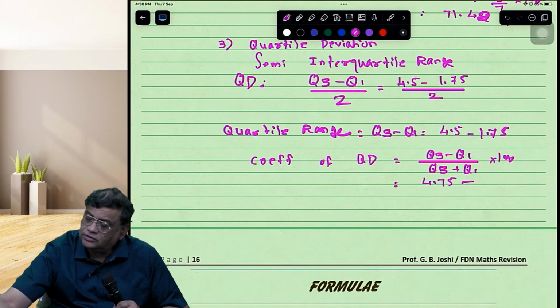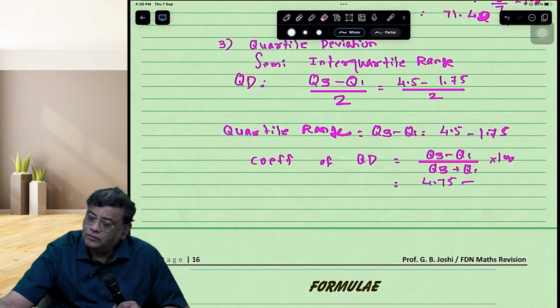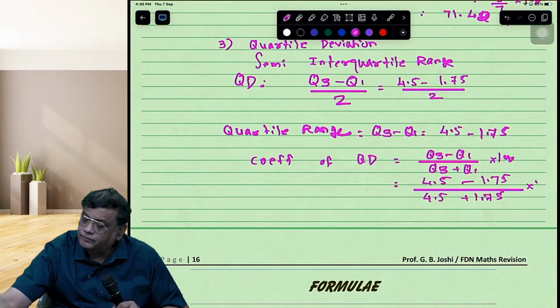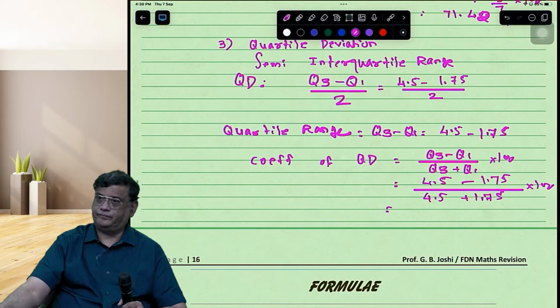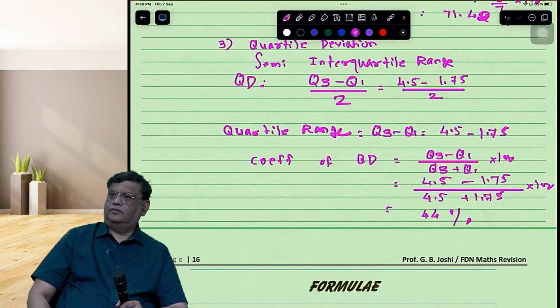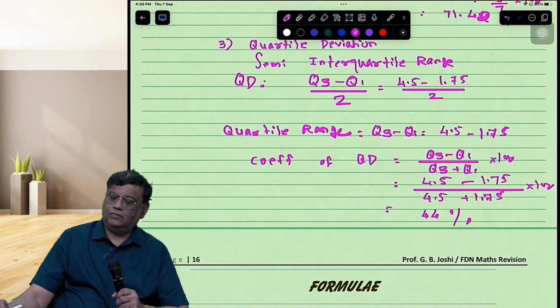4.5 minus 1.75, and that divided by 4.5 plus 1.75 into 100. What is that? Exactly 44? That is 44%. समझा? हो गया.